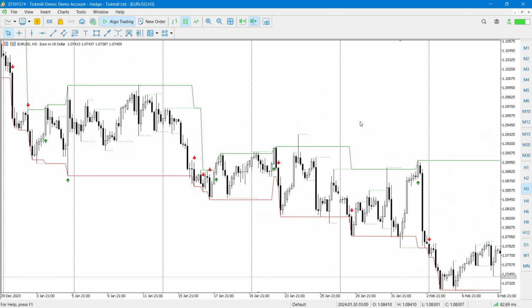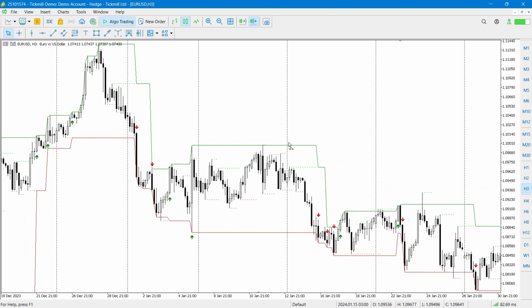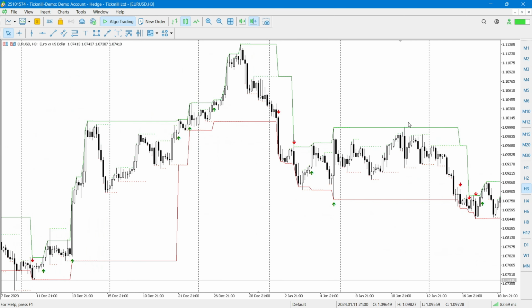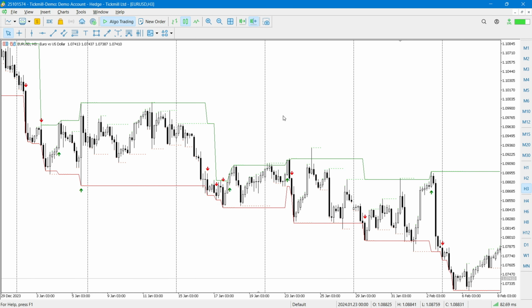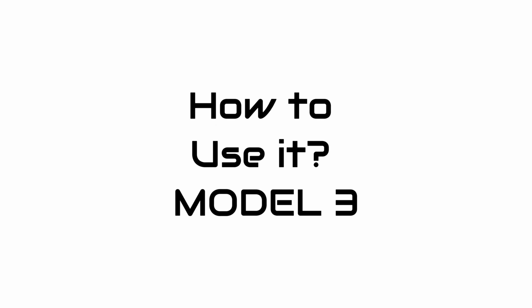For sure, the win rate is not 100%. Sometimes, for example, here you have a swipe, which is the third model that I'm gonna talk about a little bit later, but you have a high win rate for this type of entries. Let's talk about the third type of entry.